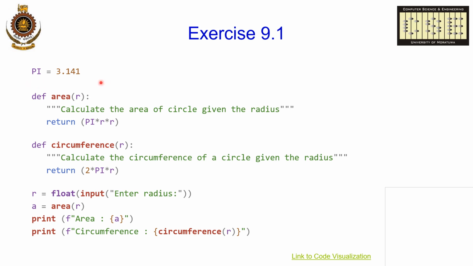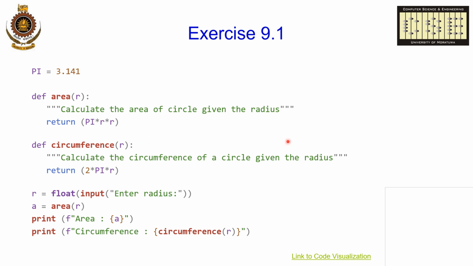The first line, we have defined the constant pi. So pi is a constant. This is the naming convention that we use in Python: we use all capitals for constants. We have defined PI equals 3.141, and we'll be using this constant in the calculations of area and circumference.